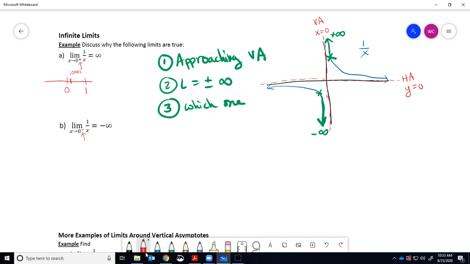If you plug that value into your function, you're going to get a really big positive number. You're going to end up with, let's see, 10, 100, 1,000. You're going to end up with 10,000 as your answer. So a really big positive number. This is indicating for you that you're approaching the asymptote in the positive direction.